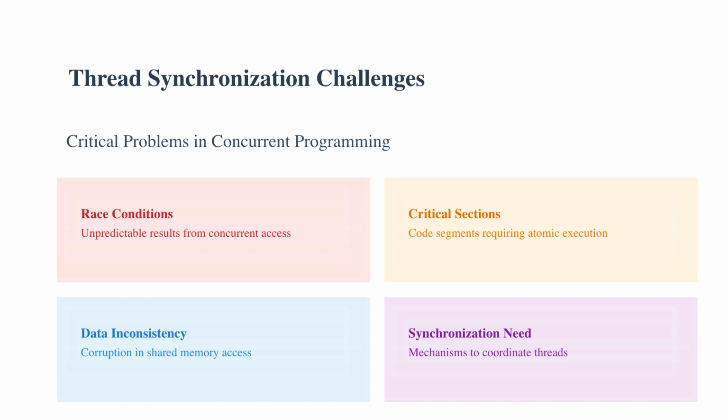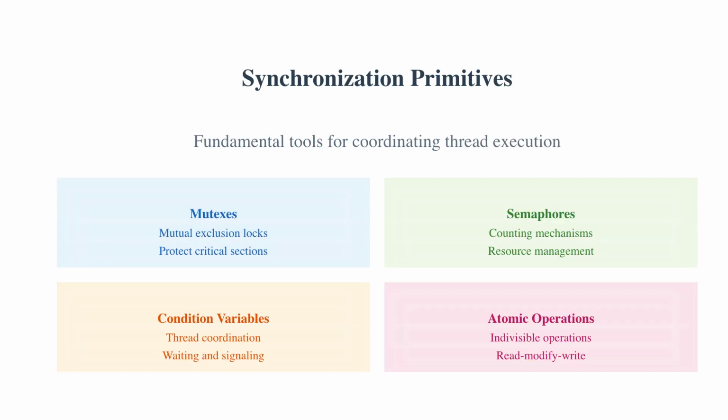This brings us to critical sections, segments of code that must execute atomically without interruption. These are the danger zones where race conditions typically occur, and they require special protection mechanisms. When critical sections aren't properly protected, we get data inconsistency, corruption in shared memory access that can lead to incorrect calculations, corrupted files, or system crashes. This is particularly dangerous in financial or safety-critical systems.